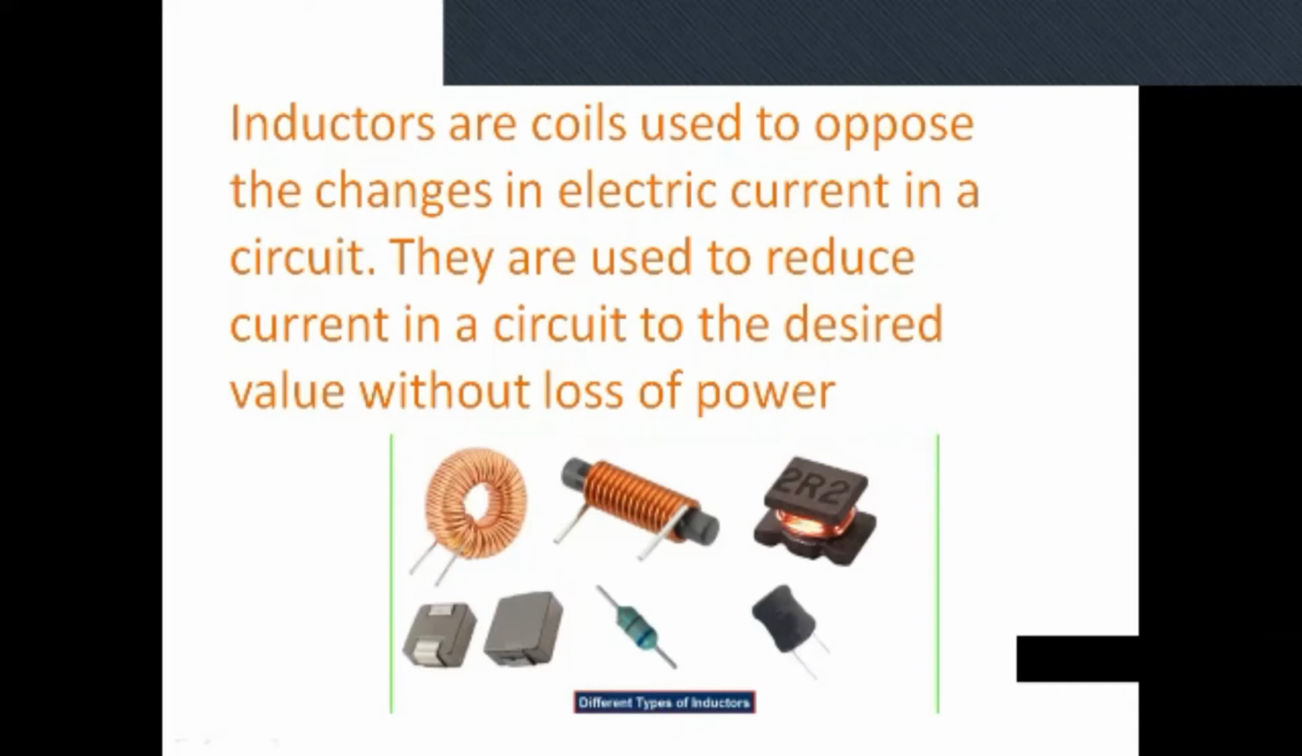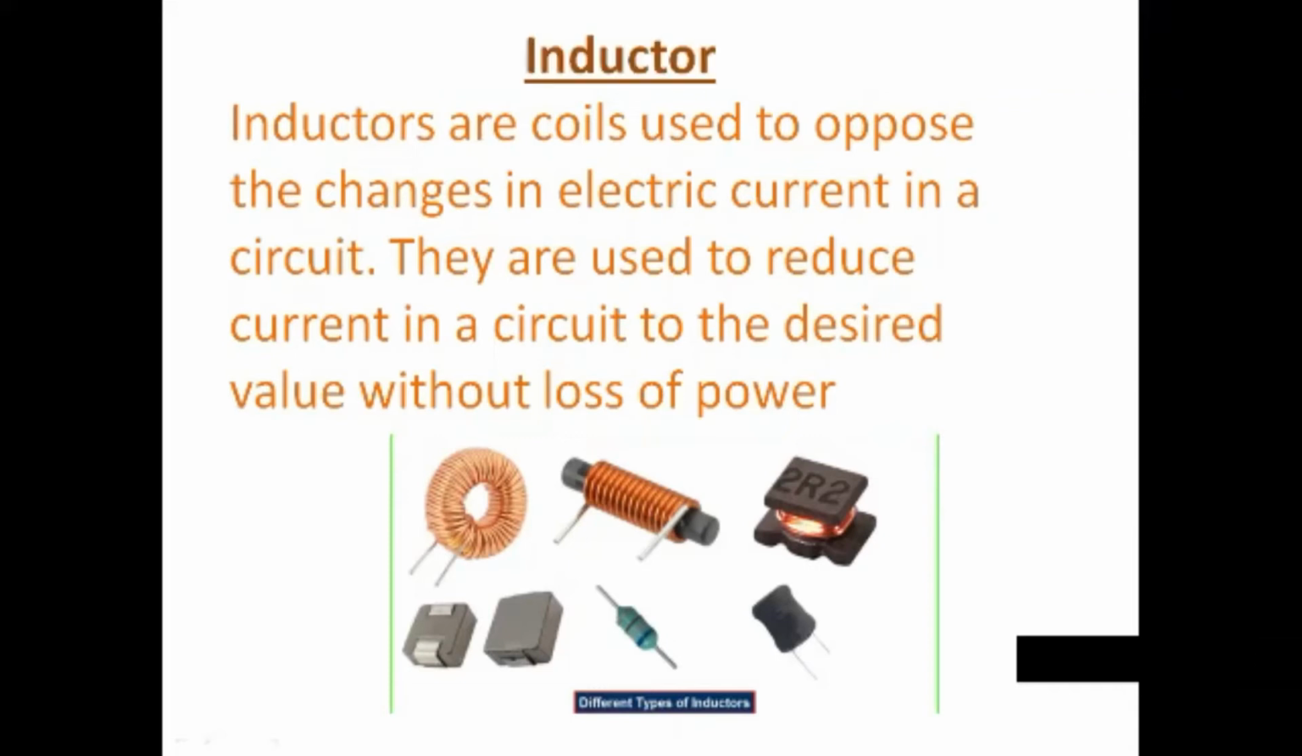The use of inductors in an electronic device is to reduce current in a circuit to the desired value without loss of power. This device is used to reduce the current in a circuit. We get the current in the desired amount, but it reduces the current without loss of power. And these inductors are coils that are used to oppose the changes in electric current in a circuit.